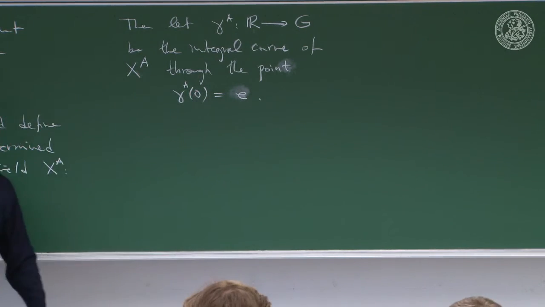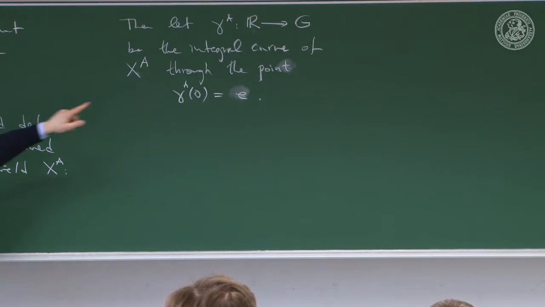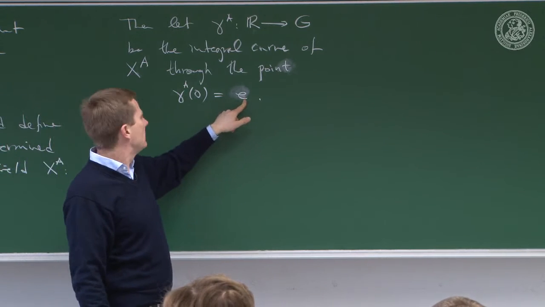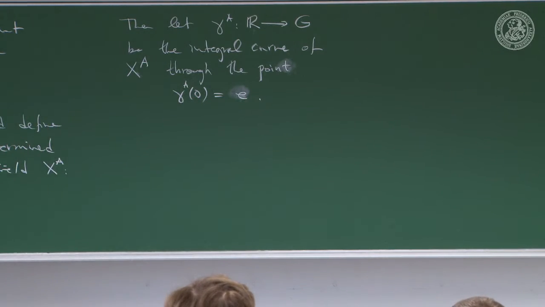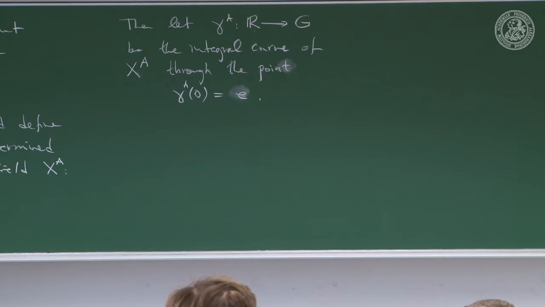So it's clear this is uniquely defined. So I start with an A in the tangent space, and I get a particular curve through the identity following this A. So the derivative at the identity would be exactly this A, the tangent vector. Okay, to this point.